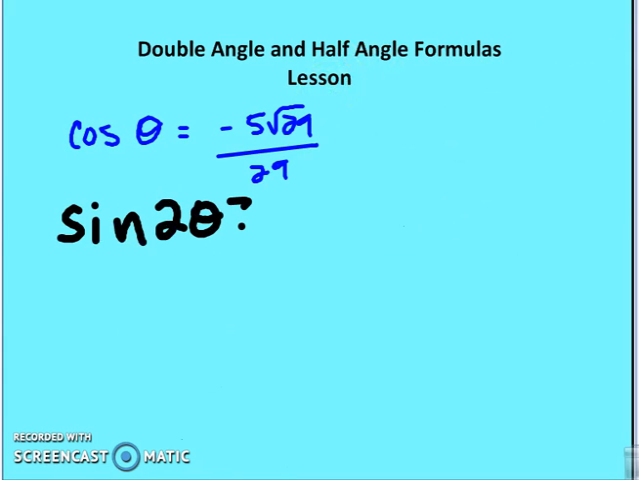All right, so now I want you to go ahead and evaluate sine of 2 theta, where cosine of theta is negative 5 root 29 over 29. So I'm going to pause here and then let's review the answer.